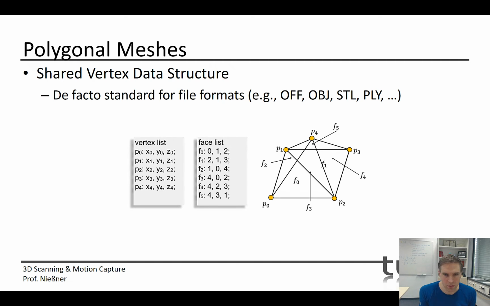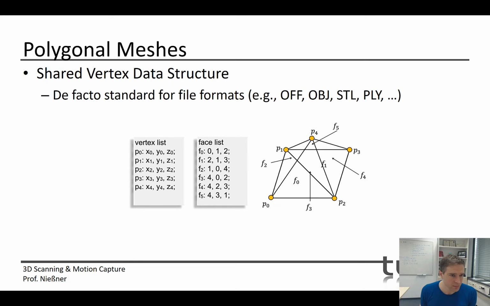So what does shared vertex mean? Shared vertex means you have one list of all the vertices, and then you have a second list that says how you connect these vertices in order to form faces, right? Okay, and what that means is the vertices can be shared across multiple faces, which in practice is often the case.